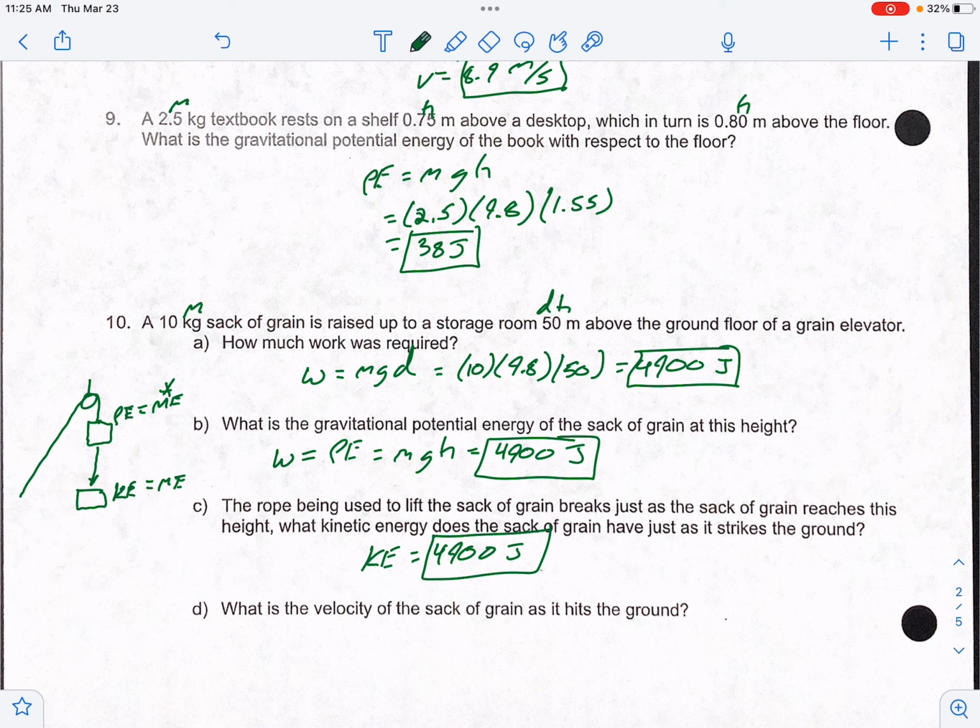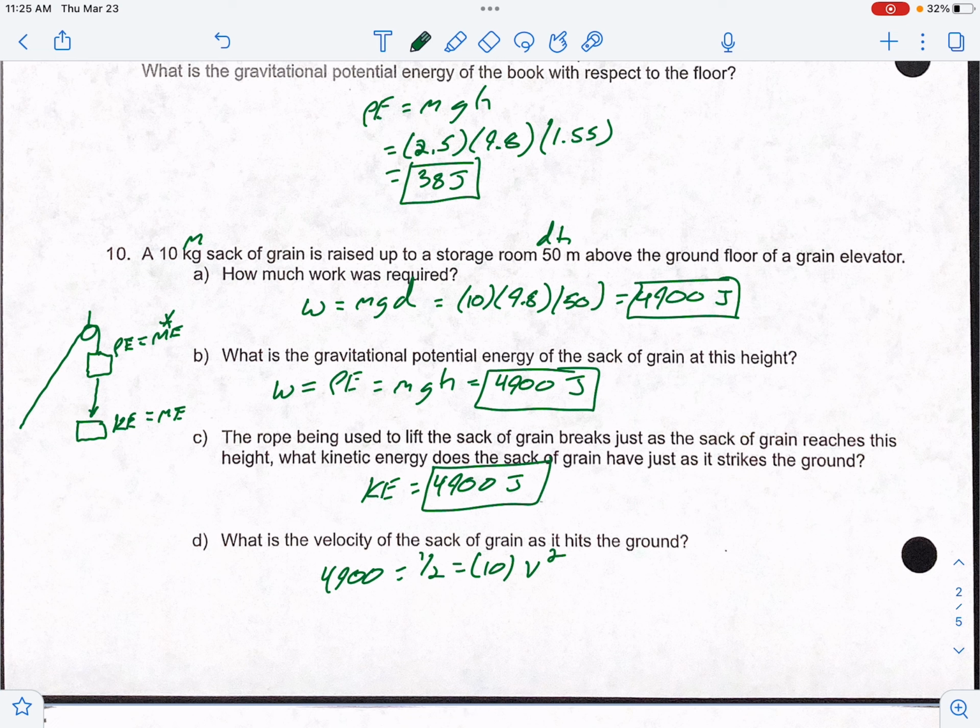D, what is the velocity of the sack of grain as it hits the ground? Well, if I know my kinetic energy now, I can set this 4,900 equal to 1/2 mv squared. So my mass is 10 kilograms. Velocity I don't know, so I'm going to leave it as v. So solve for v, and you should get 31.3 meters per second.